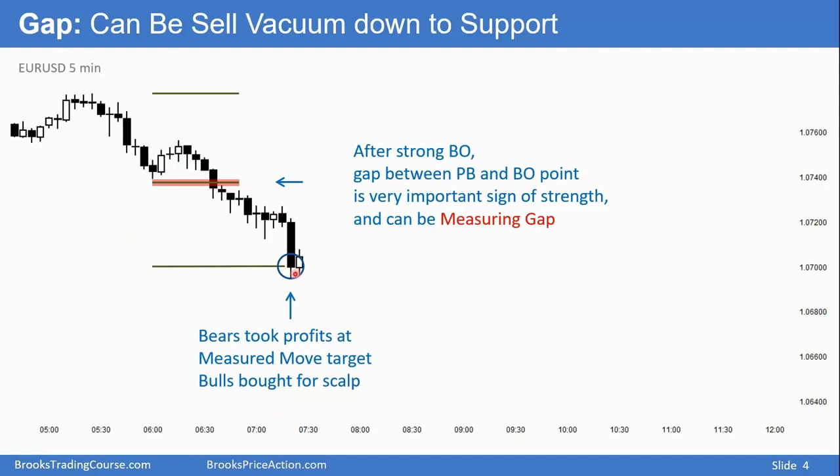This bull bar and this tail, in part, is caused by bears taking profits at the measured move target. However, a lot of bears are betting this is a small pullback bear trend, and they're going to sell any reversal. Here, the market could reverse up only for 3 small bars. Here, only 1 bar. Here, only 1 bar. Chances are, if we try to reverse here, bears will sell any small pullback, and the bear trend will resume.